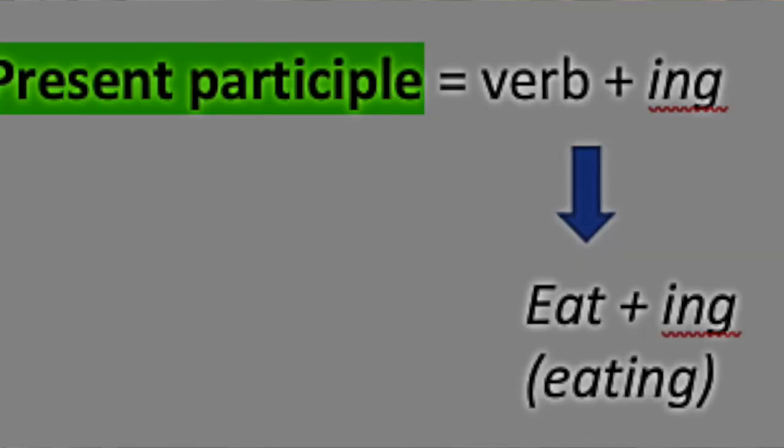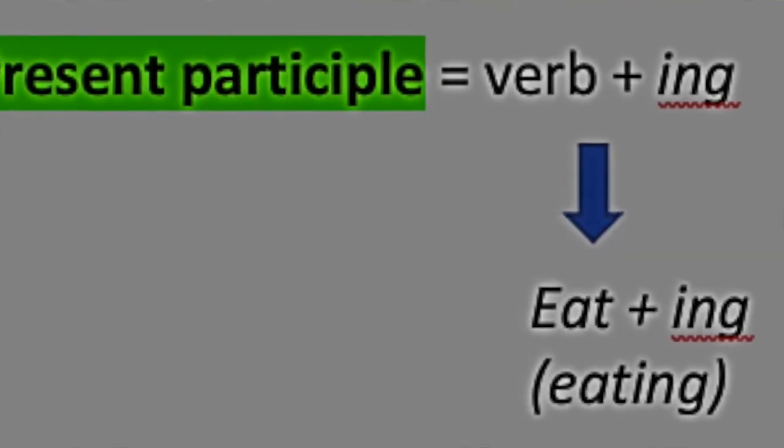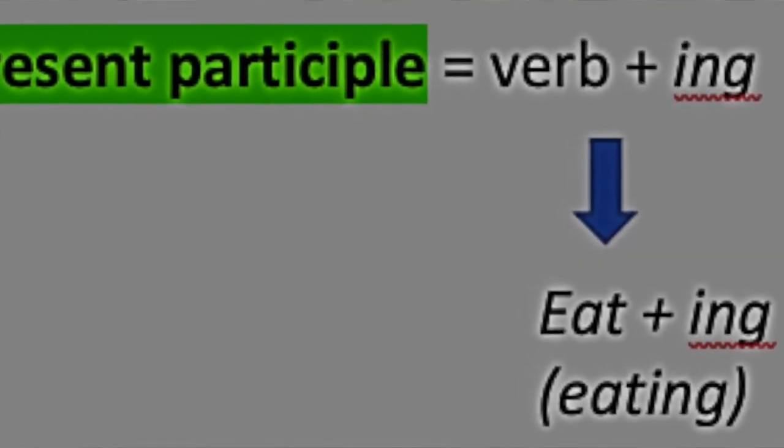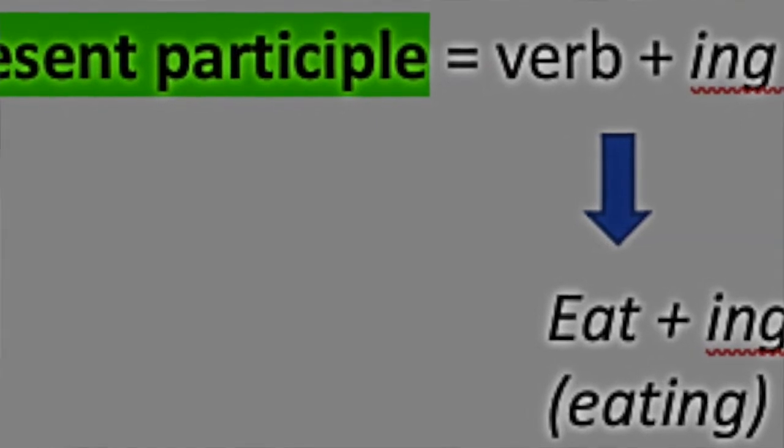The second thing in my toolbox is this word, present participle. That's simply the verb plus ing. Eat plus ing, eating. That's the present participle. Okay, so now you have those two things.